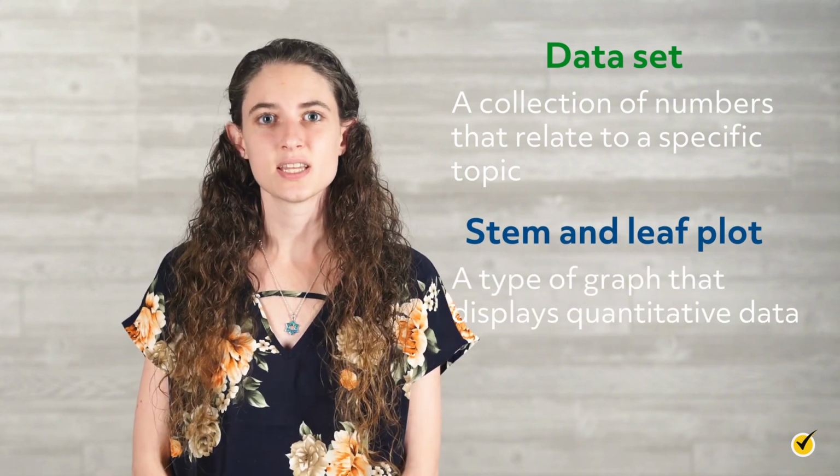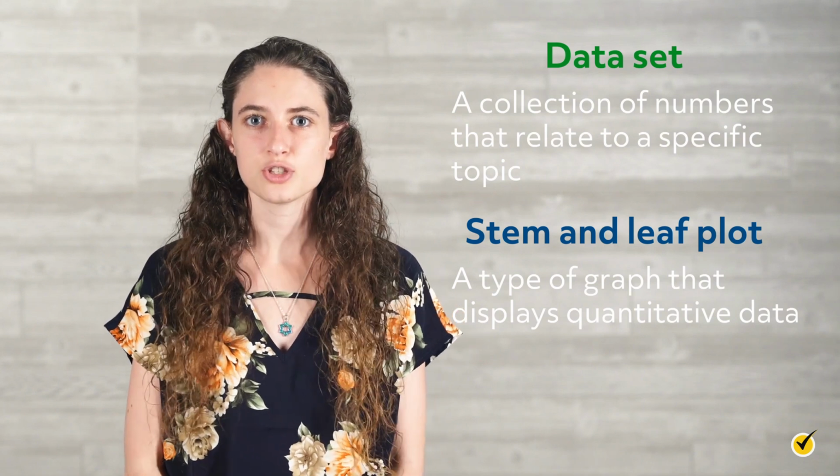Each data point in a stem and leaf plot gets broken down into two components, the stem and the leaf. The stem is the first digit or digits of the data value, and the leaf is its last digit. A stem and leaf plot looks like a table with two columns. The left column contains the dataset's stems, and the right column contains its leaves. Let's look at an example of a stem and leaf plot together.